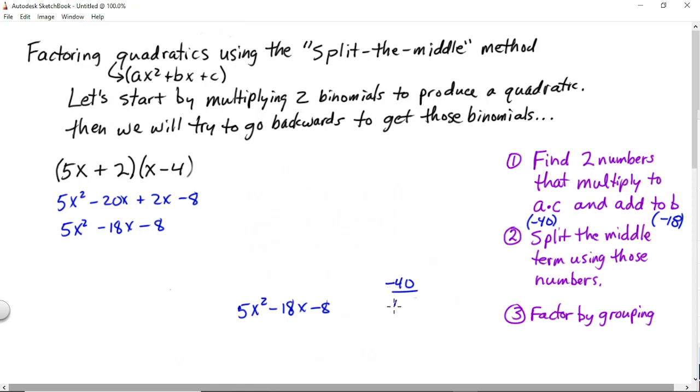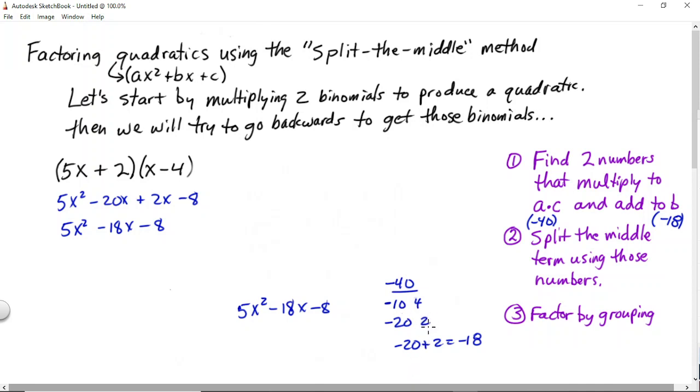So we can use numbers like 10 and 4. But that's not going to add to negative 18, right? No matter what we do. The biggest one will be negative, right? Because they have to add to negative 18. But that won't work. So they need to be numbers that are farther apart. So how about 20 and 2? Yeah. Make that negative 20 plus 2. That is negative 18. Okay, so it does take a little work, but this is not guessing and checking.